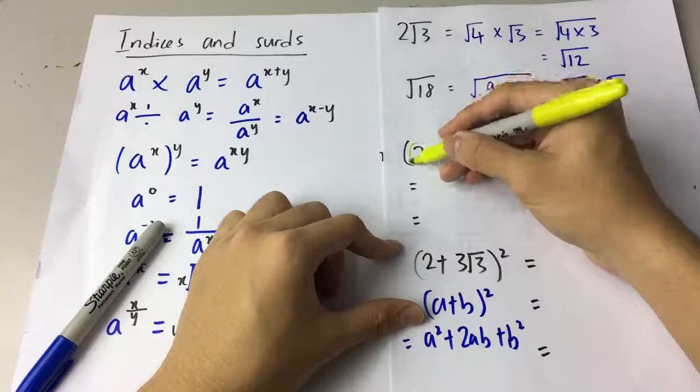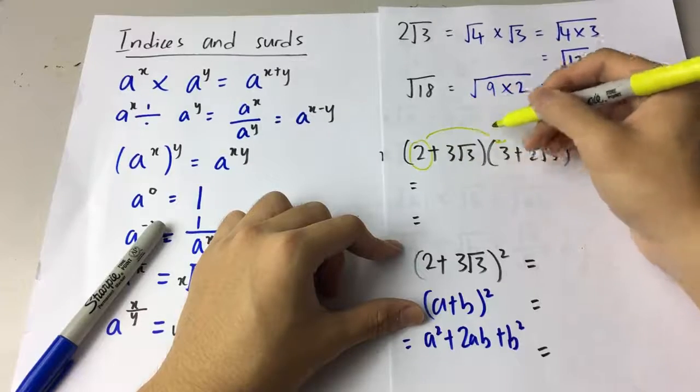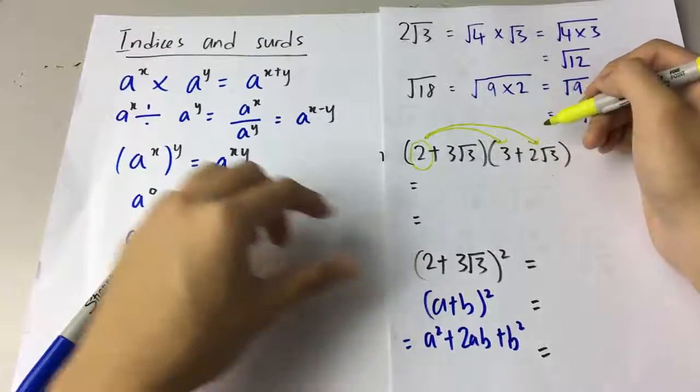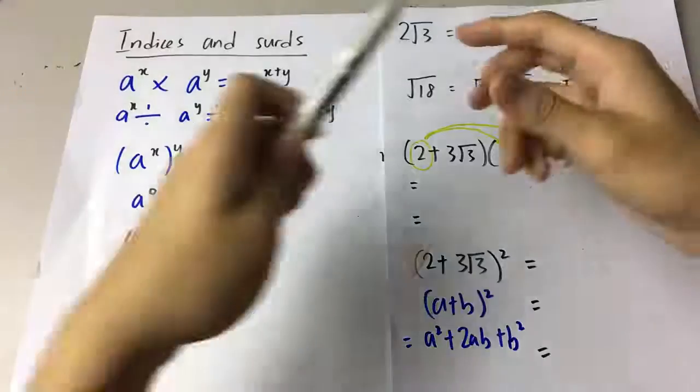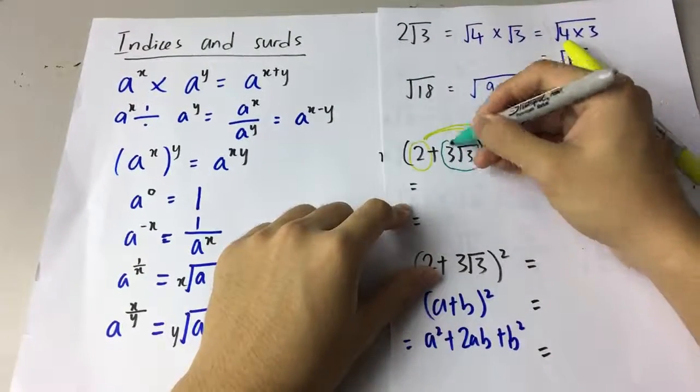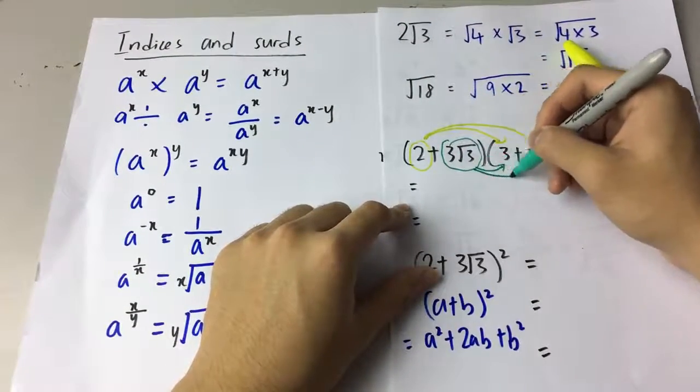So it's easy. You just this one times this one and this one, and this one times this one and this one.